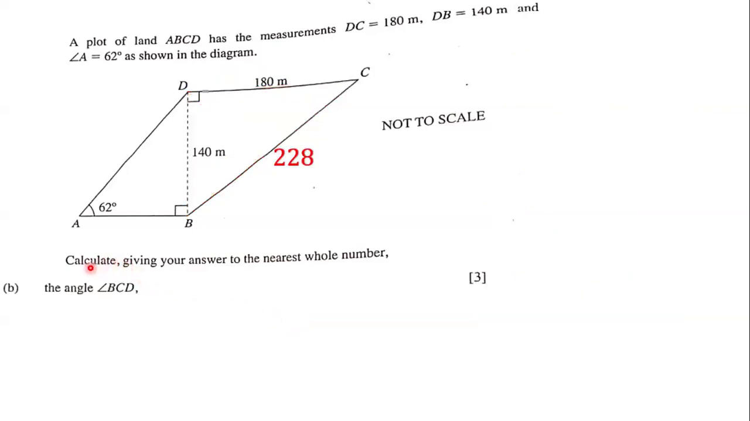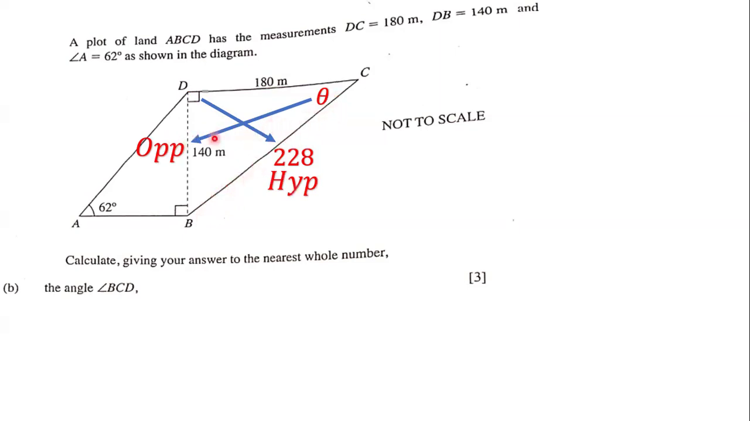Next, we have to figure out what is the size of angle BCD. Now, where is angle BCD? Well, we have B, we have C, and we have D. And so we have angle C, which is right here, okay? And so we're going to call that theta. The side that is opposite theta is called the opposite side, and the side that is opposite the right angle is called the hypotenuse, and its size is 228 meters.